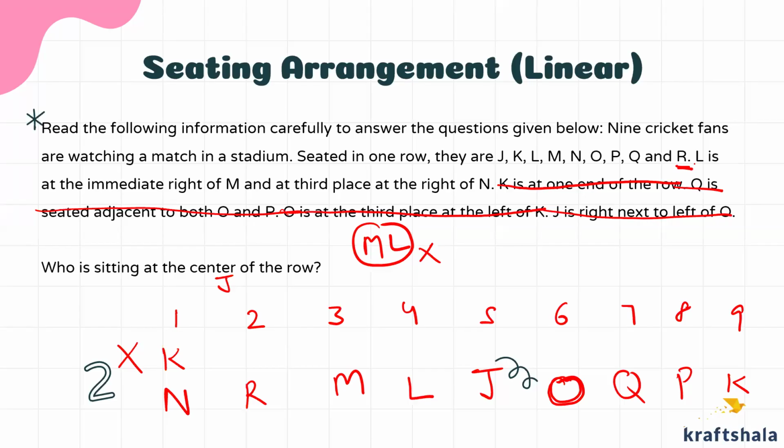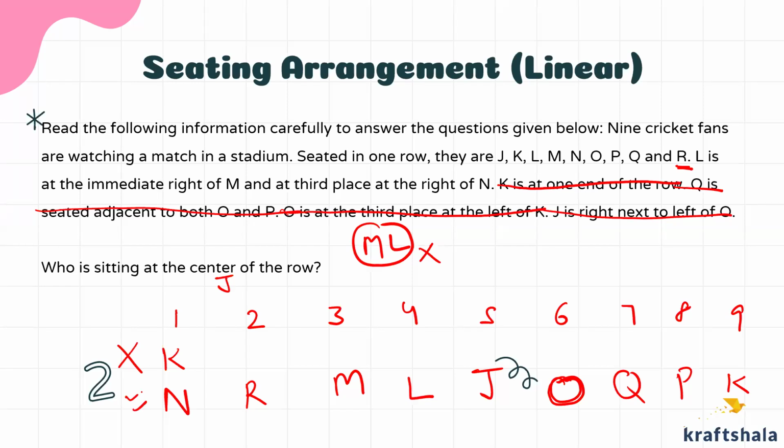I can cross check as well. As L is at the immediate right of M, this is satisfied. Third place to the right of N, this is satisfied. K is at one end, correct. Q is adjacent to both O and P, sorted. O is at third place to the left of K, this is also correct. J is right next to the left of O. So all the things are met.